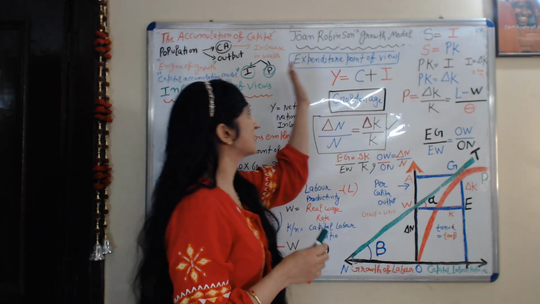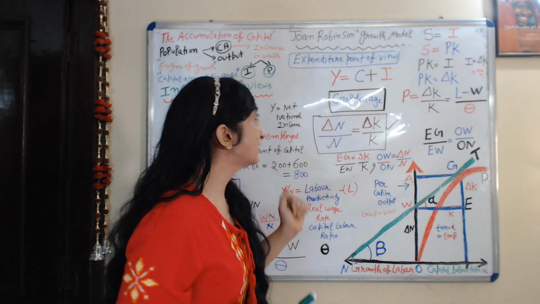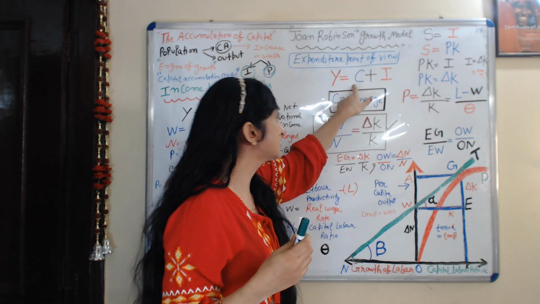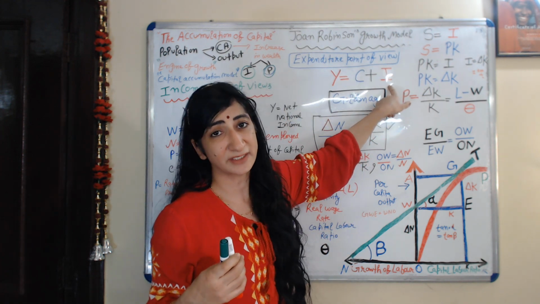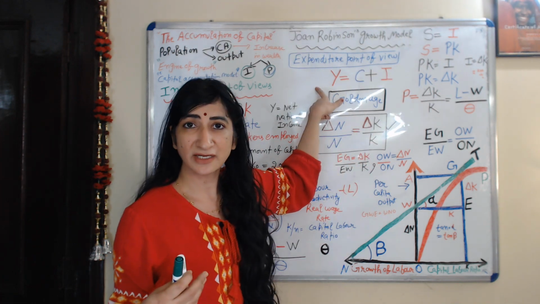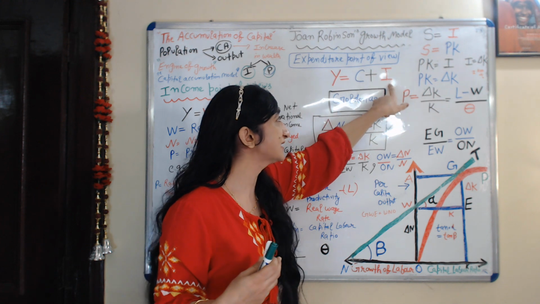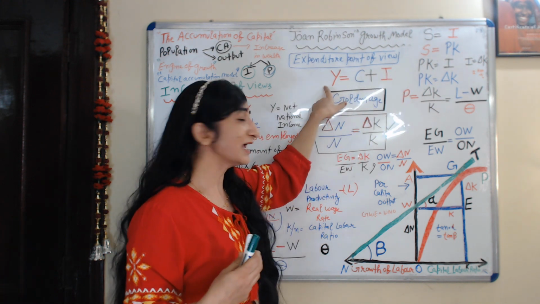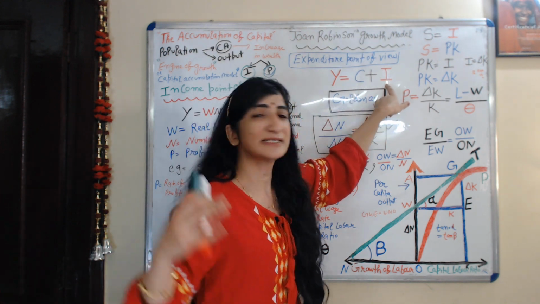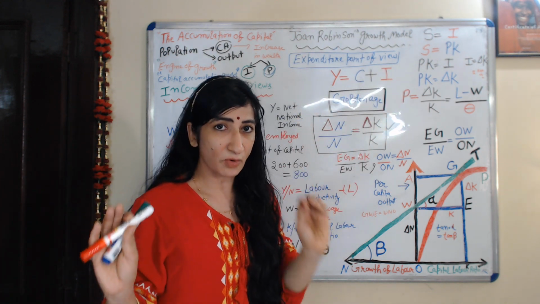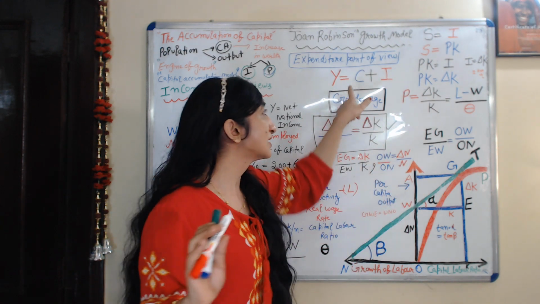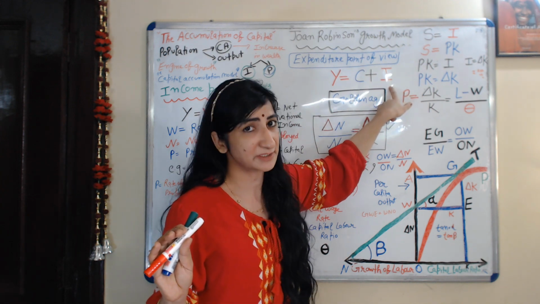Now I will discuss the expenditure point of view. According to the expenditure point of view, net national income is equal to consumption expenditure plus investment expenditure. Y is net national income, C is consumption expenditure, and I is investment expenditure.